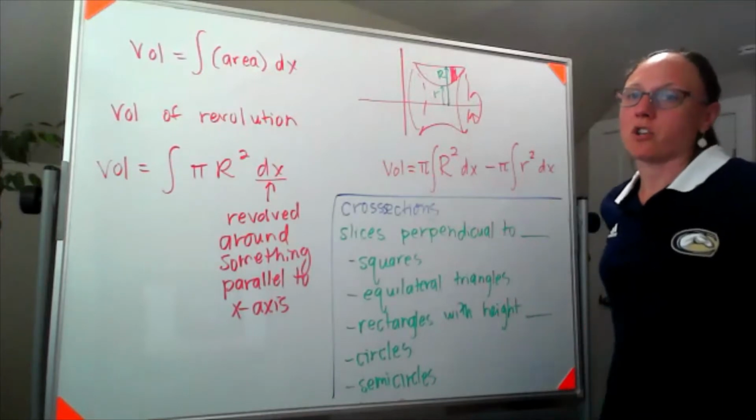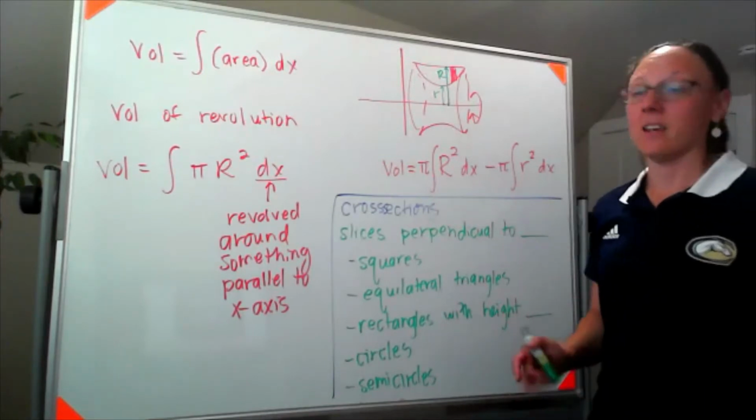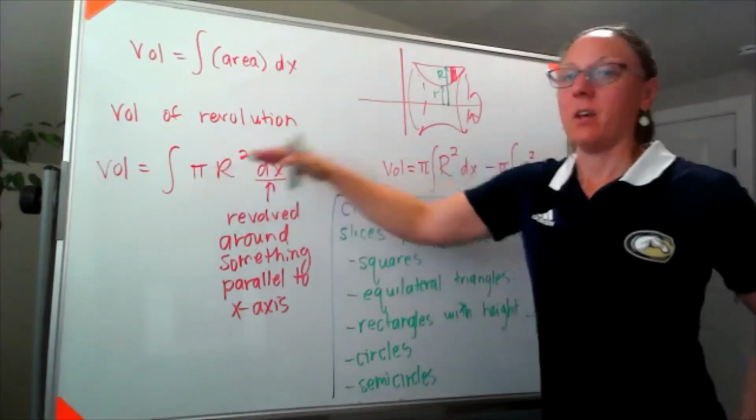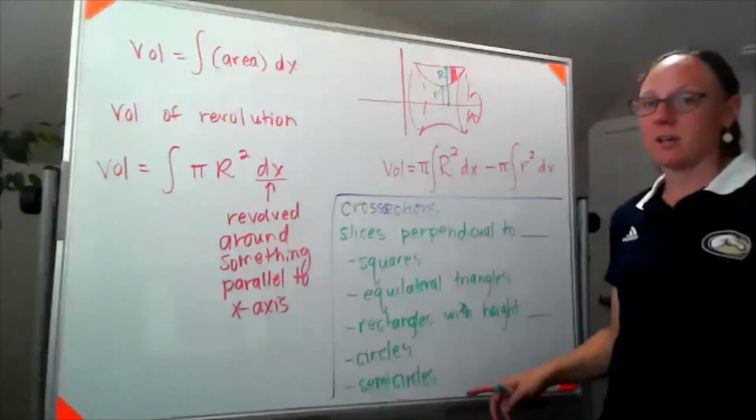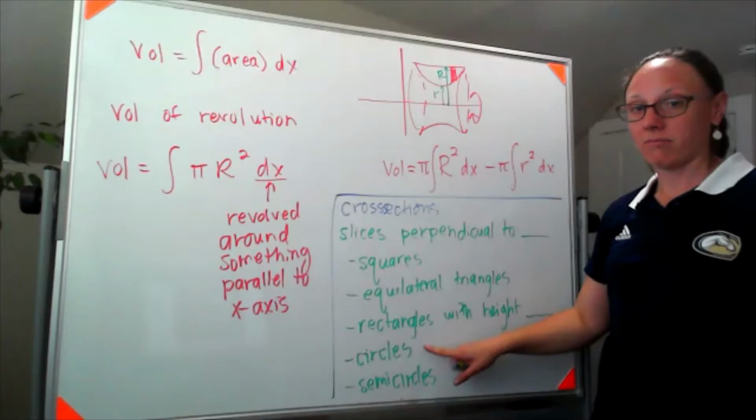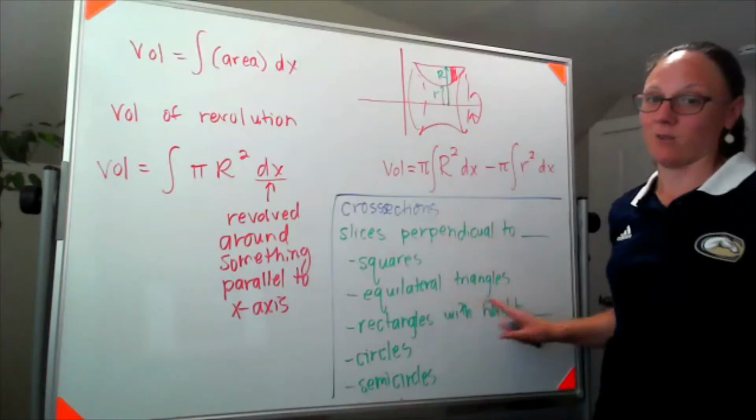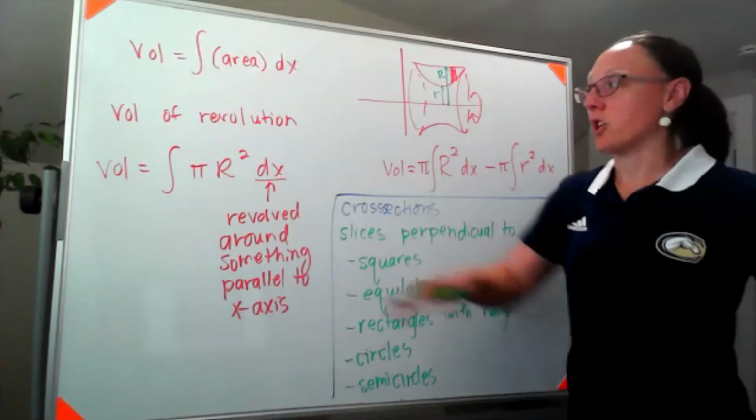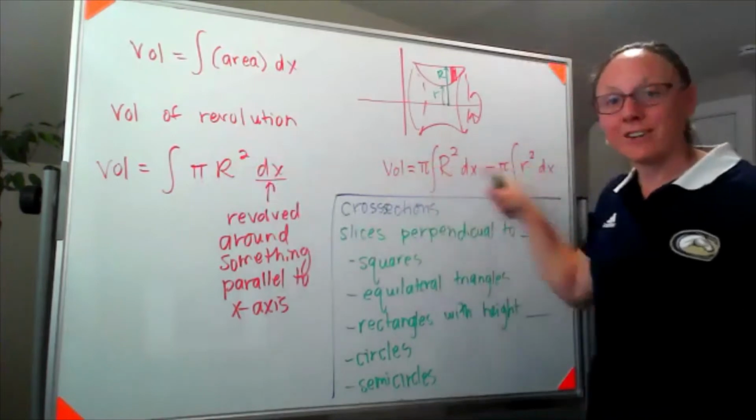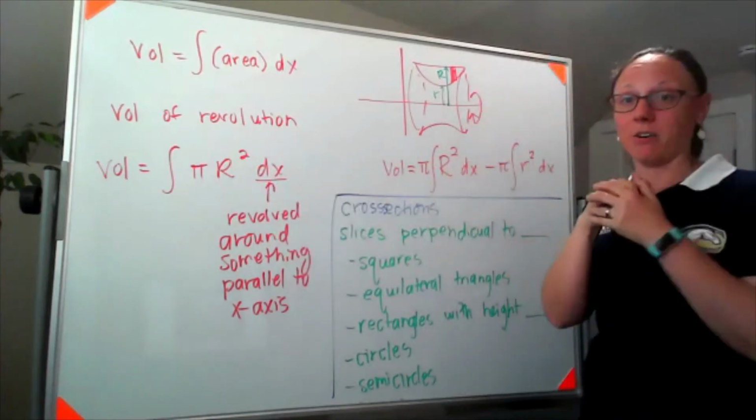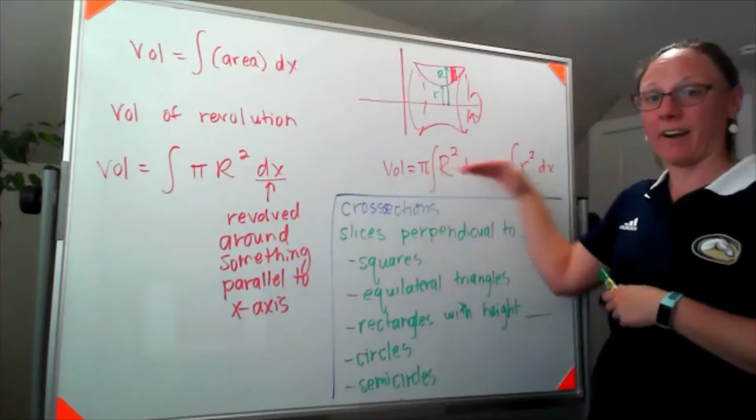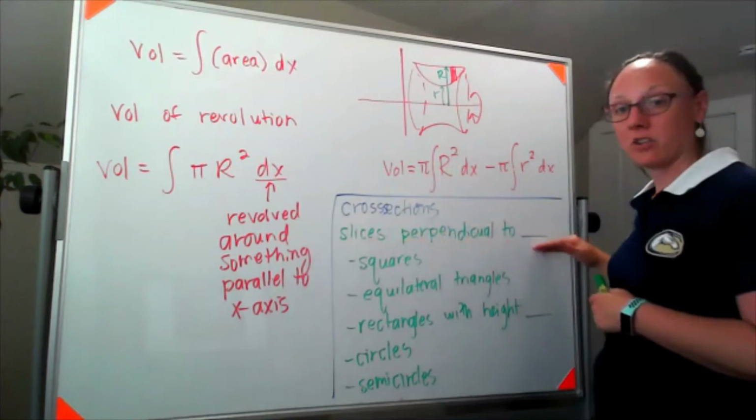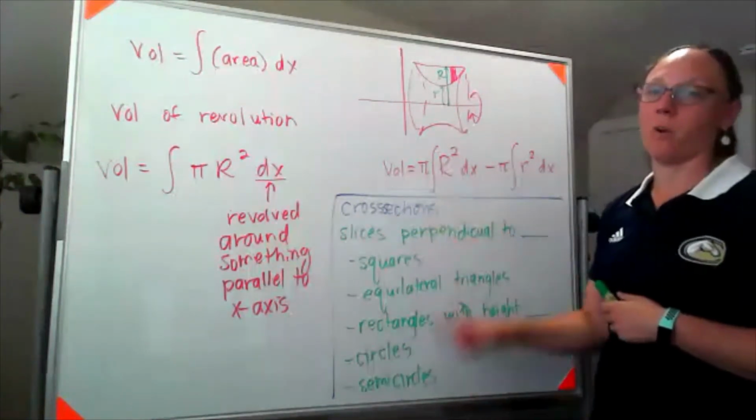So do volumes of revolution always include pi r squared? Yes, because the cross-section for a volume of revolution is always a circle. But your cross-sections might be circles, or they might be squares, equilateral triangles, rectangles with a particular height, or semicircles. So for volumes of revolution, we're always looking at pi r squared, or potentially having to subtract a big volume from a little volume, but it's still a pi r squared that's showing up there. But for cross-sectional slices perpendicular to an axis, then you're probably looking for one of these other shapes.